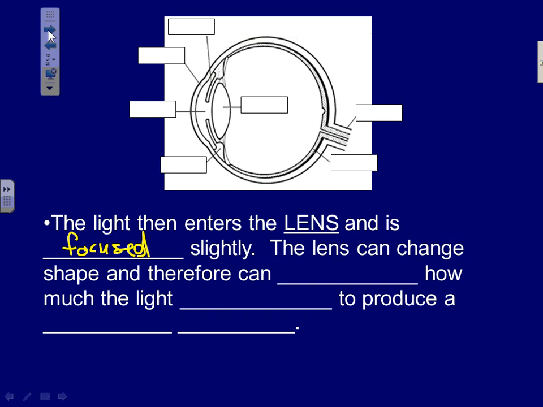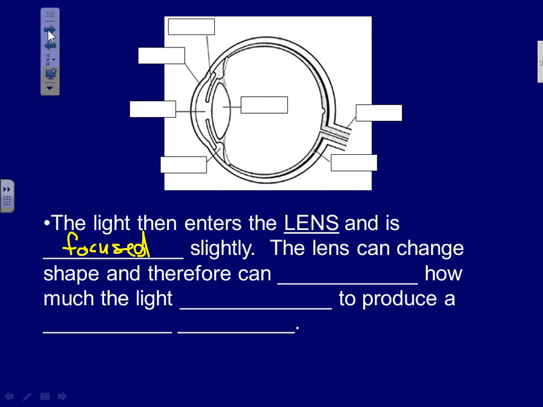When you go to look at something far, we need a weaker lens, and so the ciliary muscles stretch the lens so it becomes thinner. The thinner the lens is, the weaker it is, and it focuses nicely on your eye. When you look at something close, you need a very strong lens. The ciliary muscles relax, the lens gets fat, and you can see nice and close.